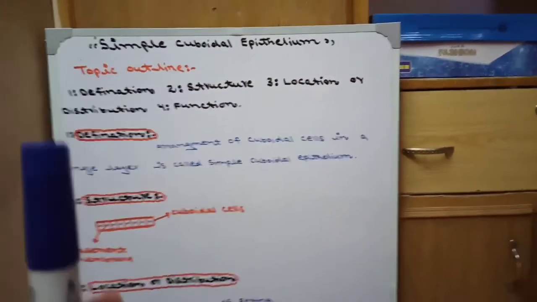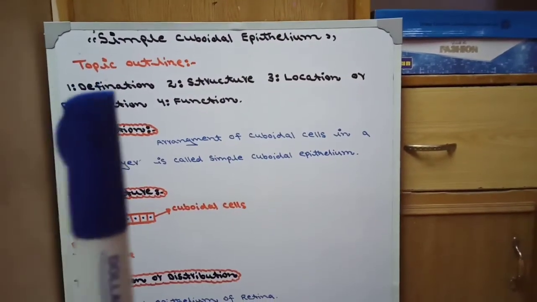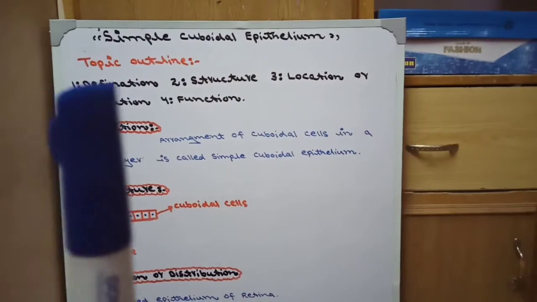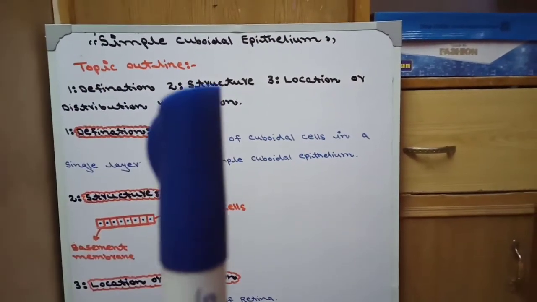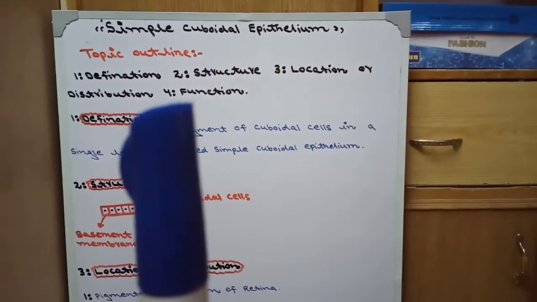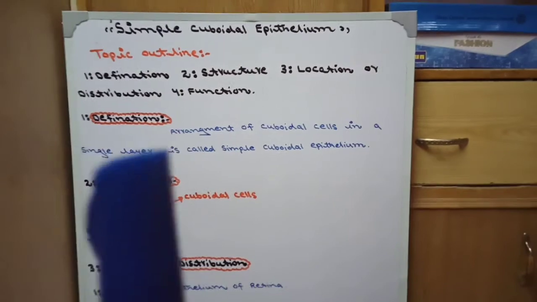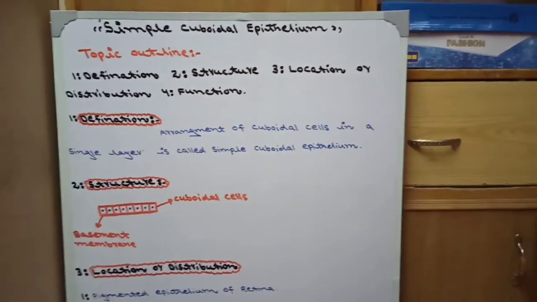Now, in today's topic, simple cuboidal epithelium, our topic outline includes number 1, definition, number 2, structure, number 3, location or distribution, and number 4, function. First, we start from the definition of simple cuboidal epithelium.